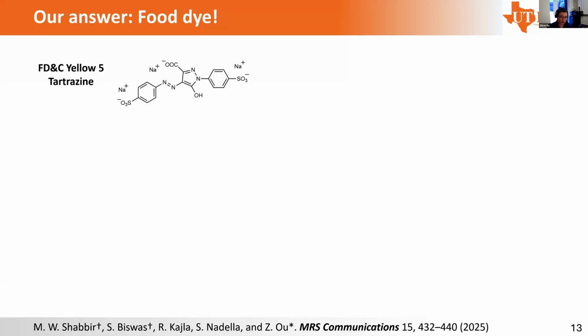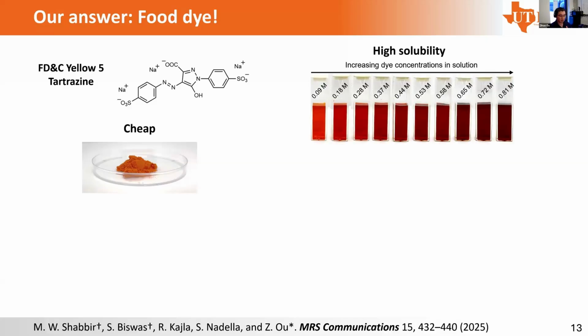So our answer for these selection criteria is food dye, and specifically one of the most popular dyes that we're currently using, whose industry name is yellow number 5. As we mentioned, this is already a chemical that is widely used in the industry. People make it in very large quantities, they sell it in kilograms, in tons, and it's very cheap and easy to acquire. Because it's designed for the food industry, you can very easily prepare it into different kinds of aqueous solutions.